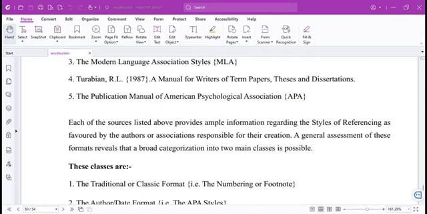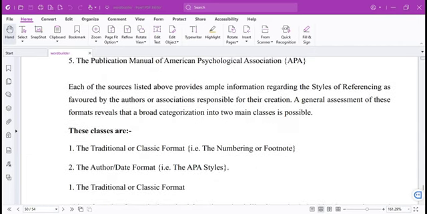Each of these sources listed above provides ample information regarding the styles of referencing as favored by the authors or associations responsible for their creation. So if you're looking at styles of referencing, you can go to any of those. A general assessment of these formats reveals that a broad categorization into two main classes is possible.